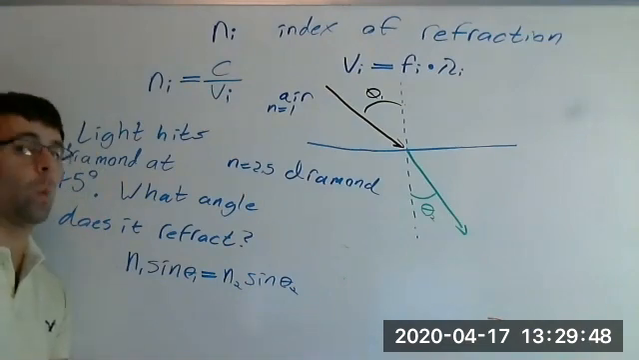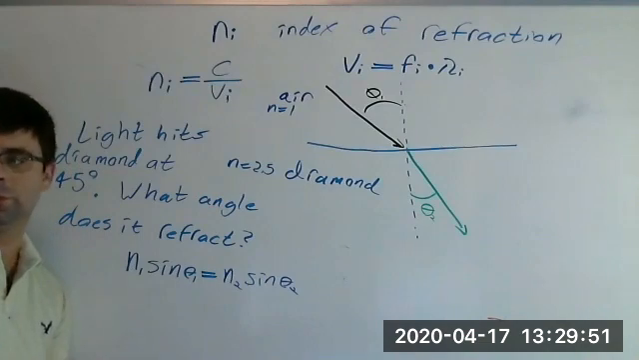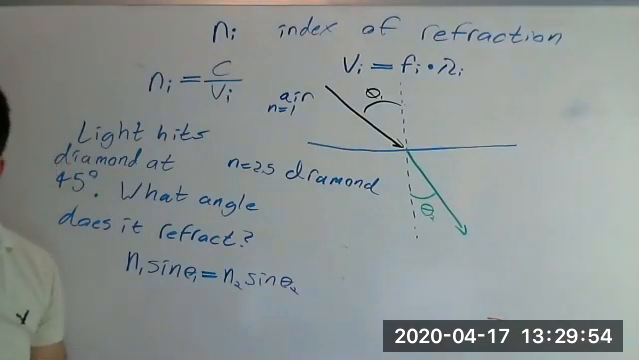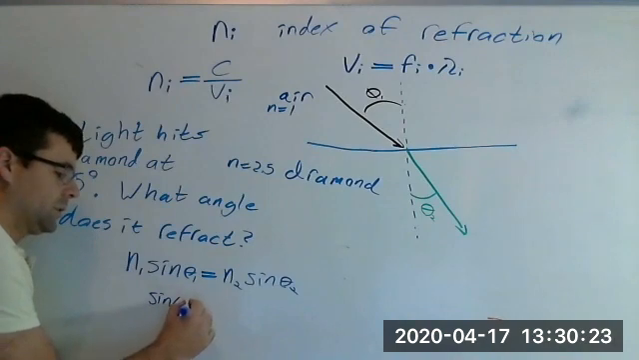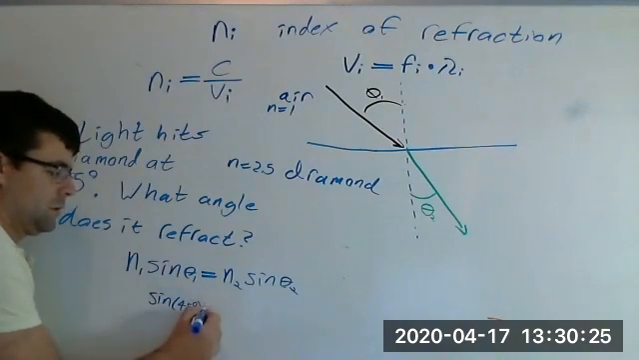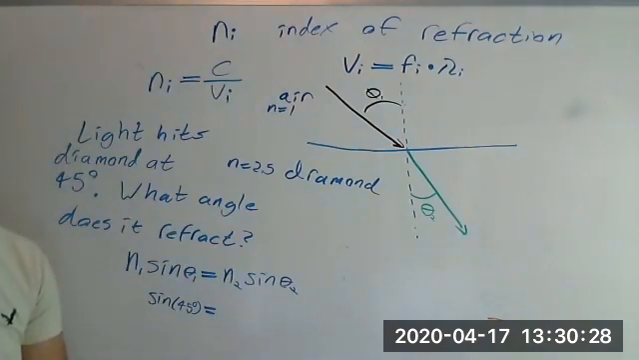Okay. What goes where? Well, you know you got a 45-degree angle. So would that go in for theta 1? Yep, so we're starting, the incoming ray is 45 degrees.